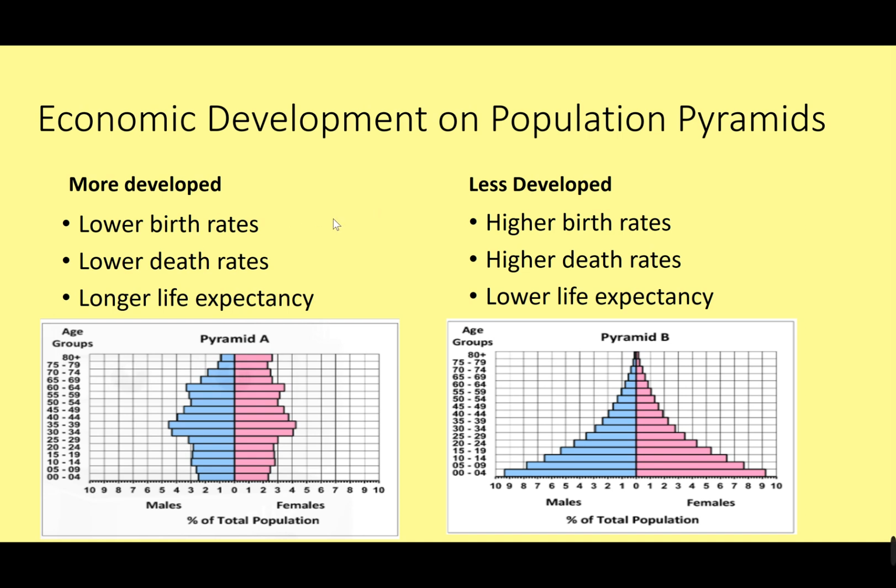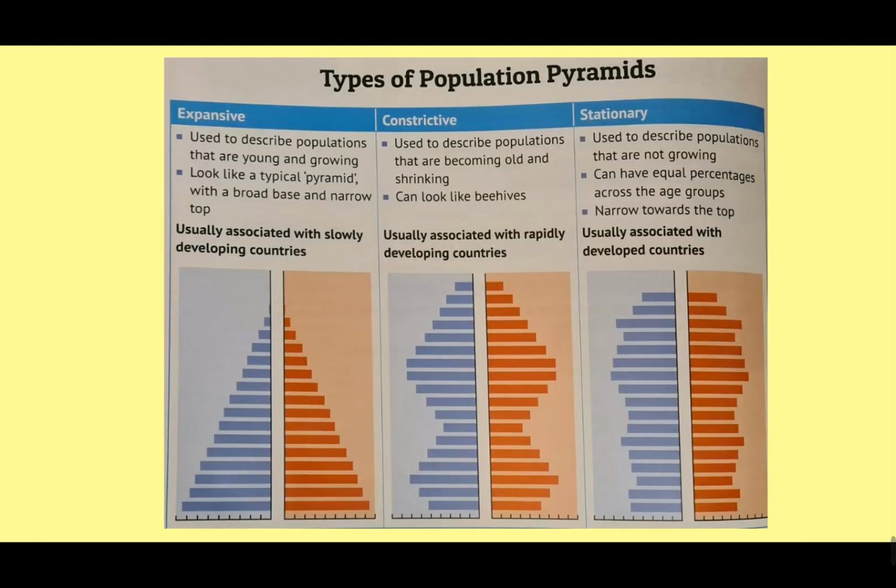This then brings us on to three different types of population pyramids. And this is based on the shape of them. So this also tells us about the economic development. So here, the first type is called the expansive. So that's, again, this traditional pyramid shape. And this is usually associated with slowly developing or less developed countries.